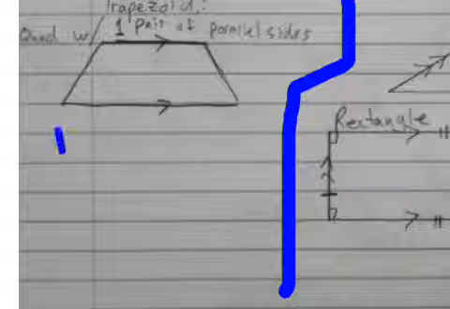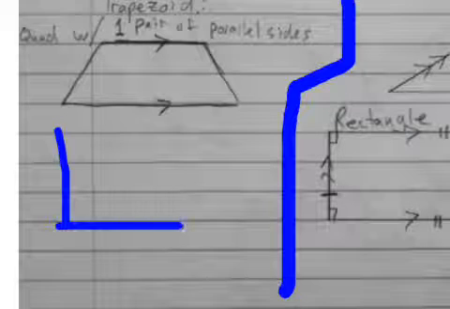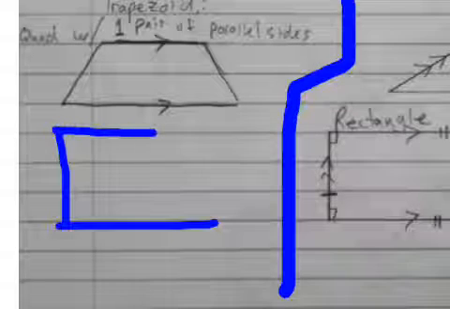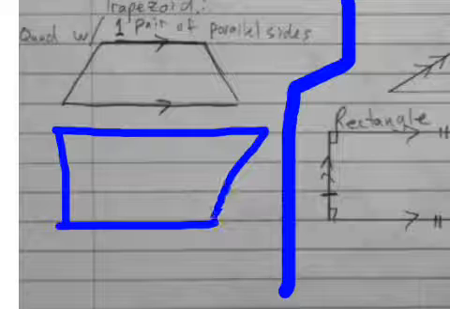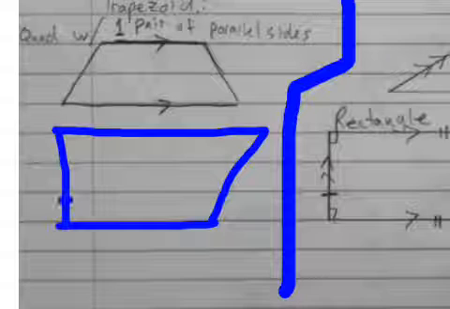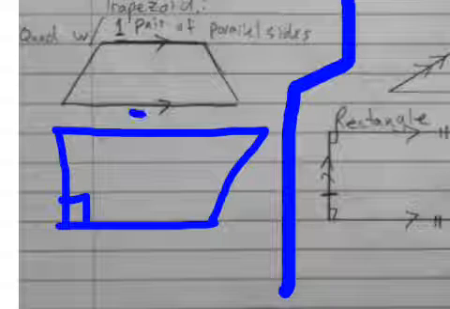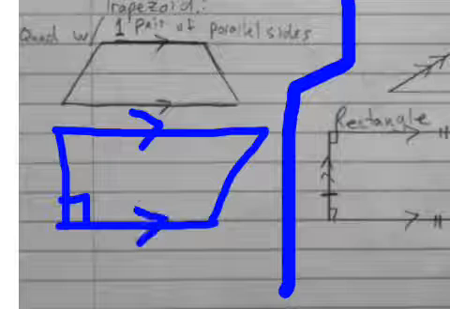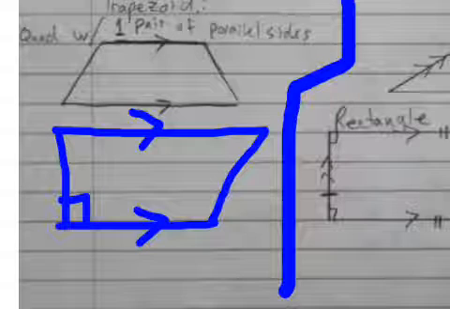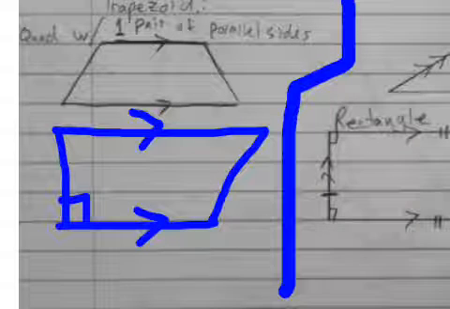where you could have a four-sided shape that looks like this, for example, and that could be a right angle, but then the markings here show that they're parallel. That would be a trapezoid as well. All you're looking for is one pair of parallel sides.